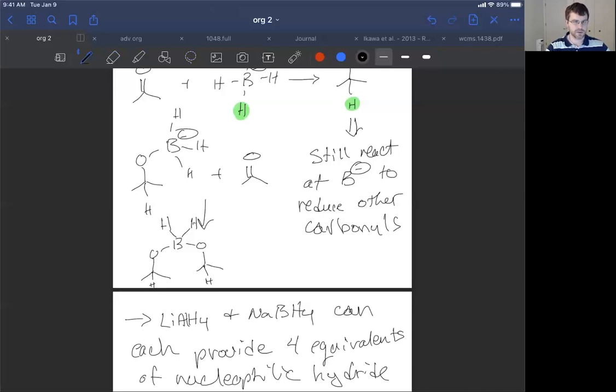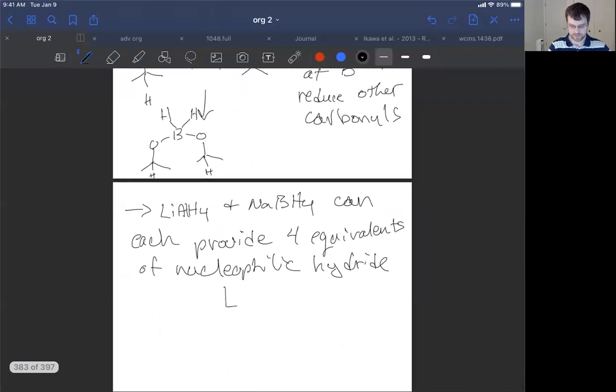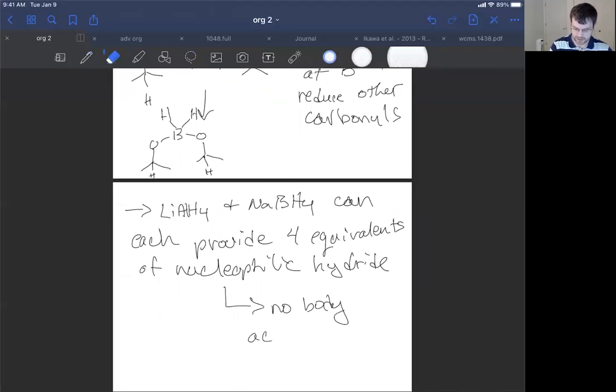Now, it turns out nobody really does this. We usually just add a molar equivalent and we add way too many H minuses and then deal with it at the end of the reaction during the workup. Nobody accounts for this. Well, that's not true. People do.